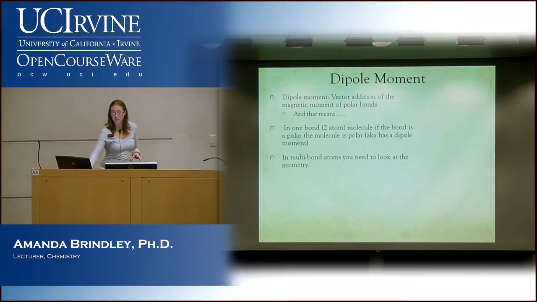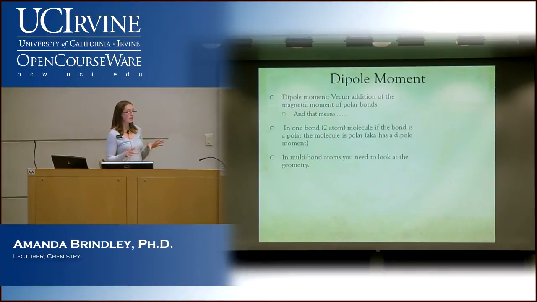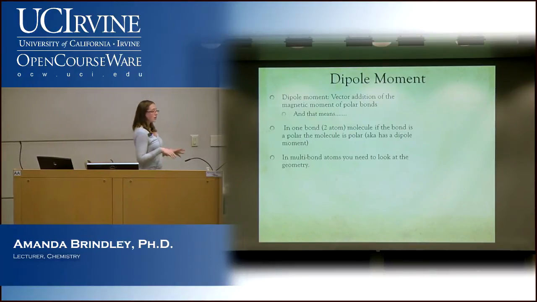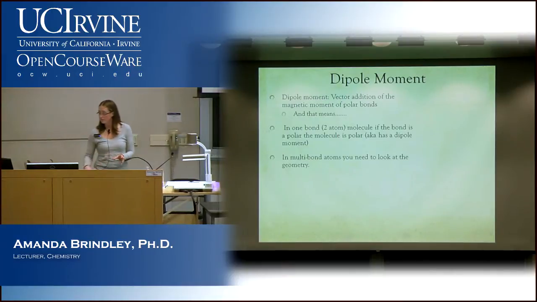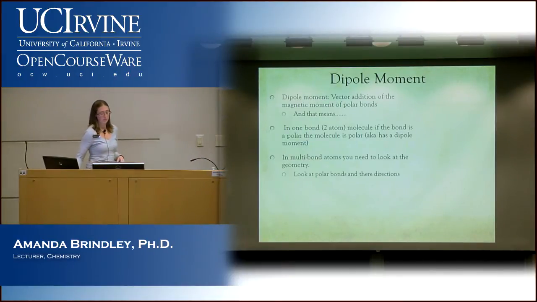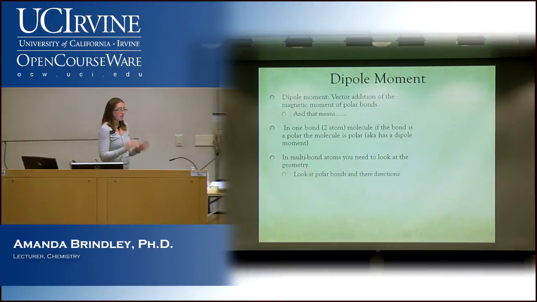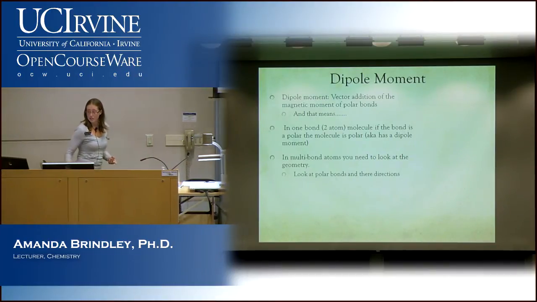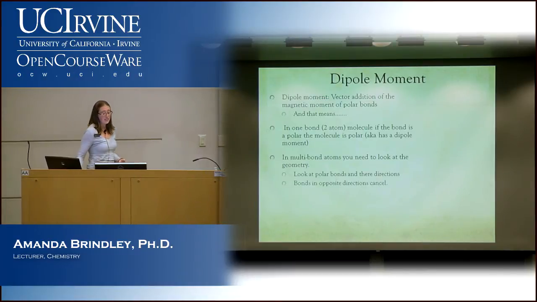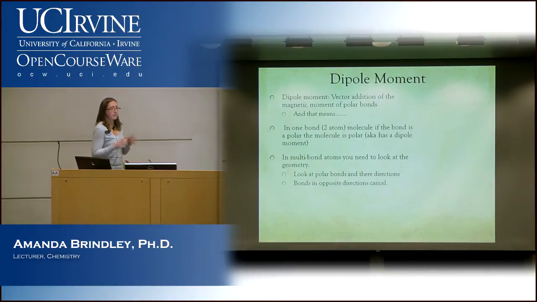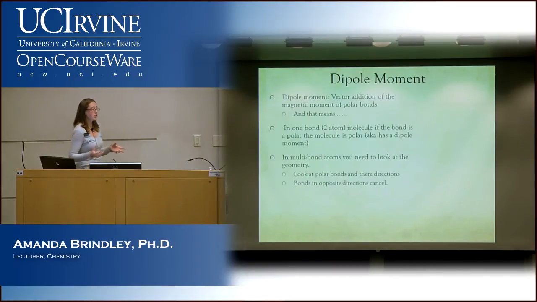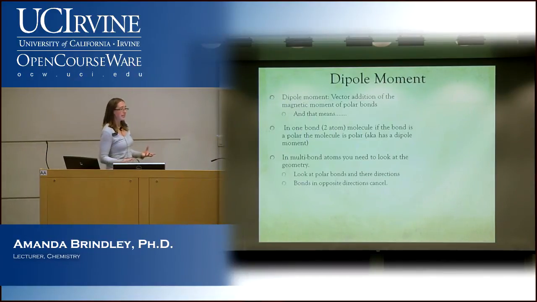Now, in a multi-bond molecule, where you have lots and lots of different bonds, you have to look at the geometries a little bit. So you still have to go through and decide, are there polar bonds? Once you decide there are polar bonds, then you have to see how these polar bonds add up. And that's what I mean by vector addition. But you can just look at it in general and see if they cancel.